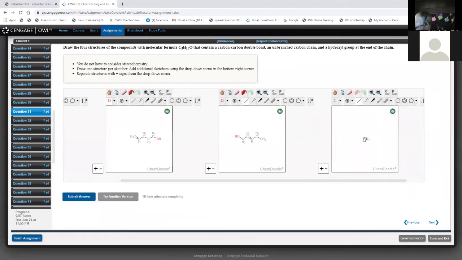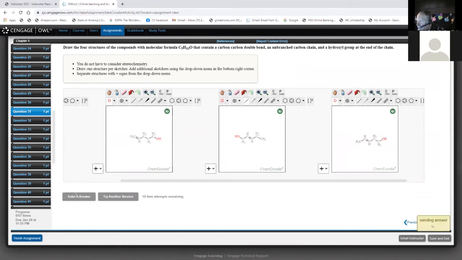And then we got to go one more carbon, another carbon, double bond on the second and third, and then fourth, and then fifth, and then we got to put an OH on this end. And I think we'll be done. And there we go. And I think that's it.